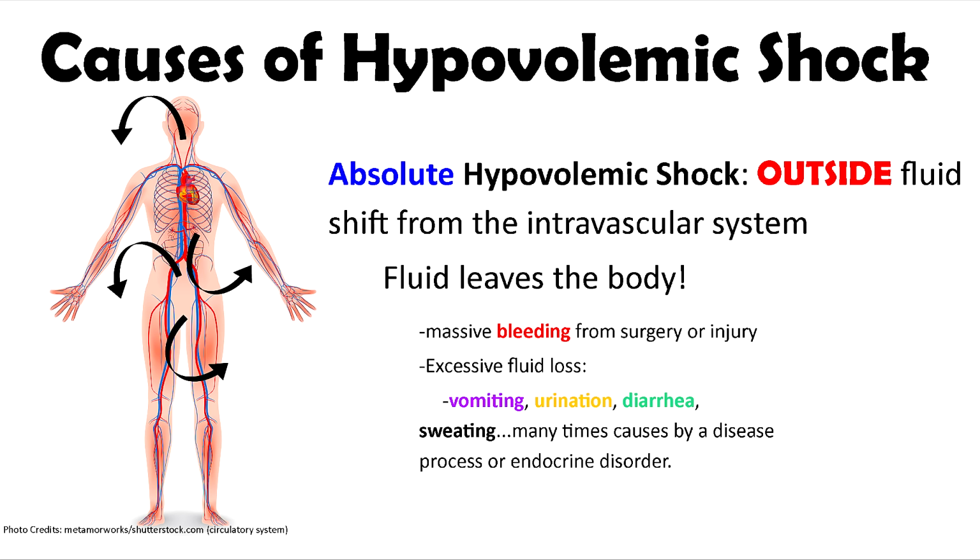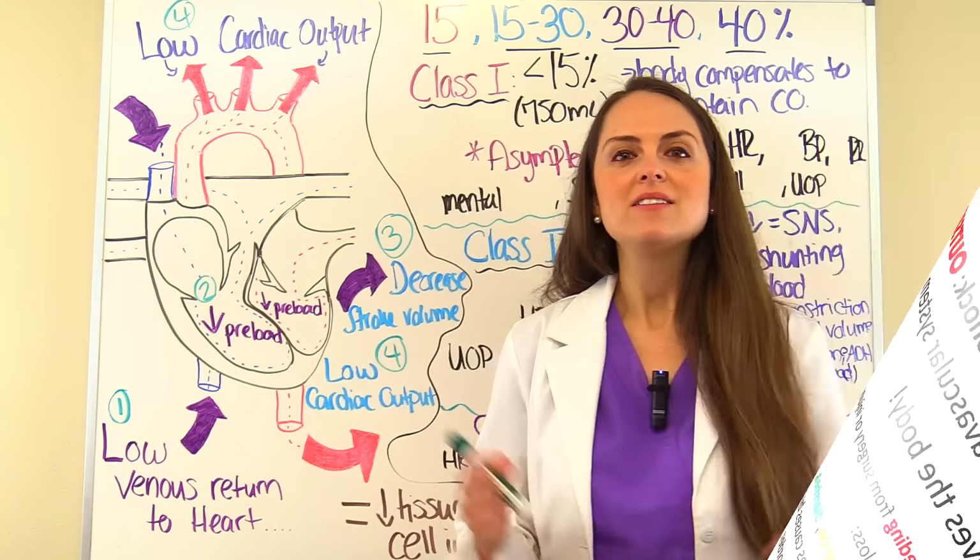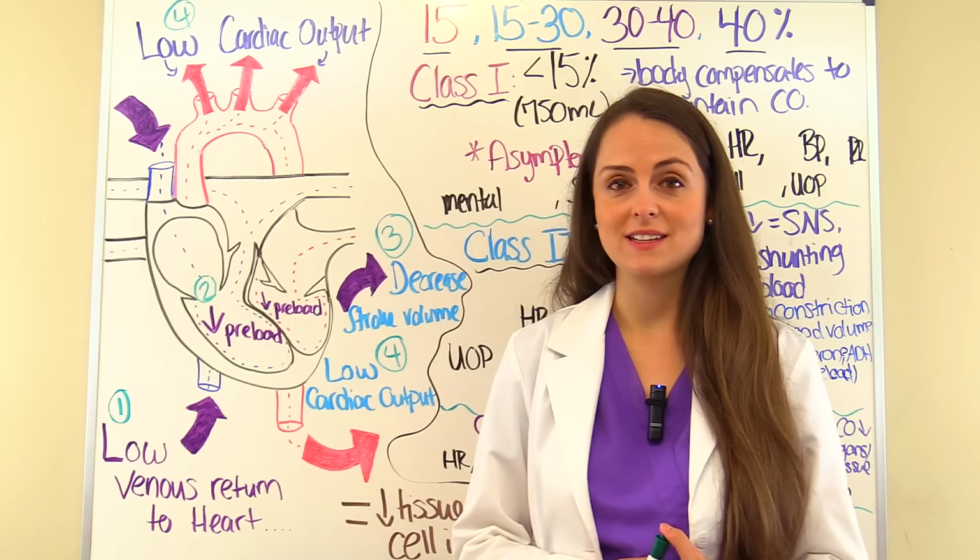And many times whenever that occurs, it's being caused by some type of disease process. The patient's really sick, so they're just throwing up a lot, or some type of endocrine disorder. Now let's talk about the pathophysiology of hypovolemic shock and tie in the signs and symptoms associated with this condition.